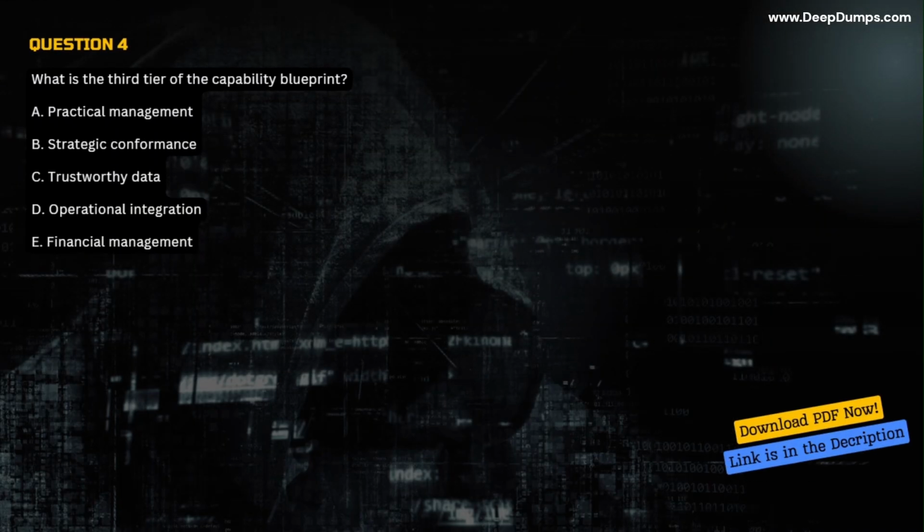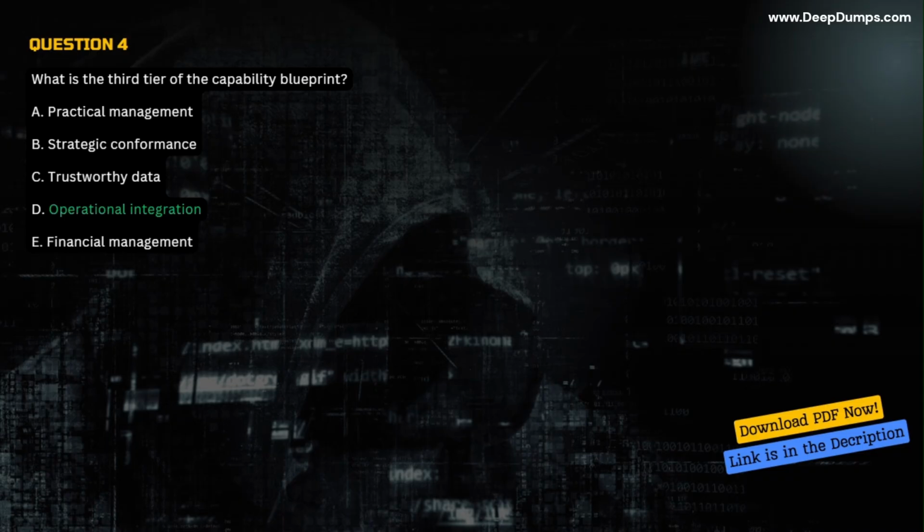Question 4. What is the 3rd tier of the capability blueprint? A. Practical management. B. Strategic conformance. C. Trustworthy data. D. Operational integration. E. Financial management. Correct answer D.